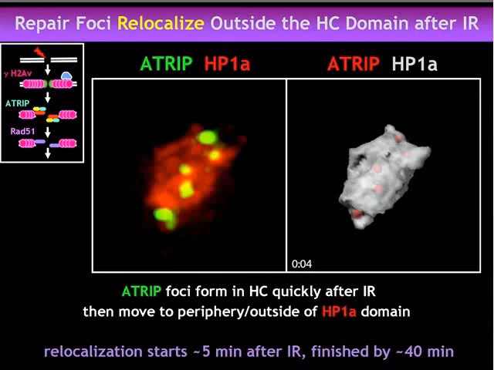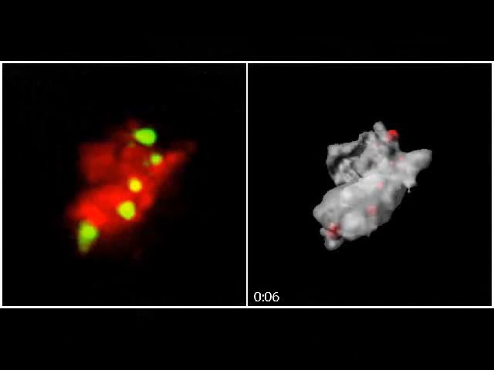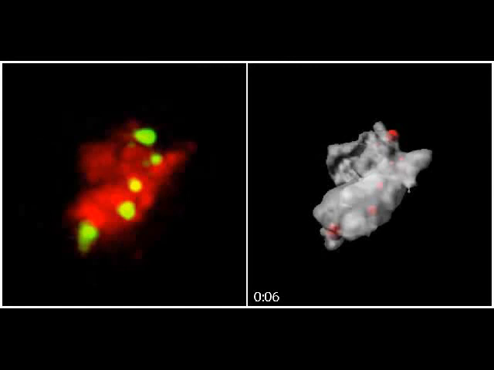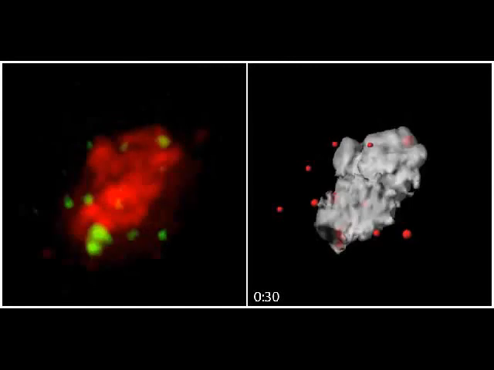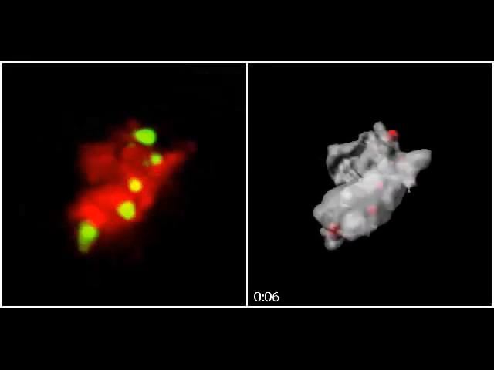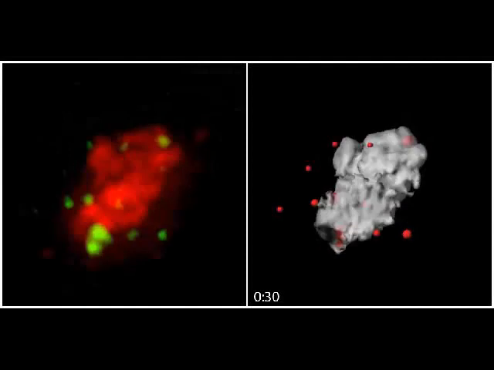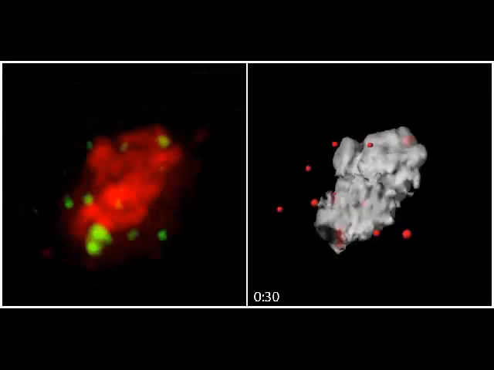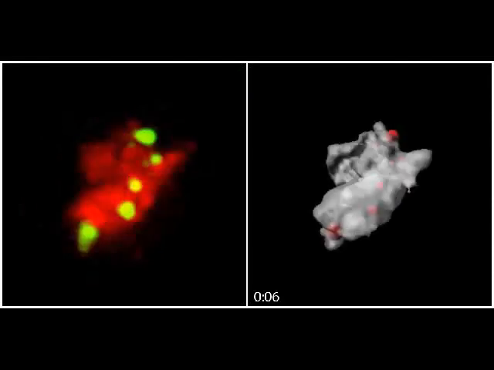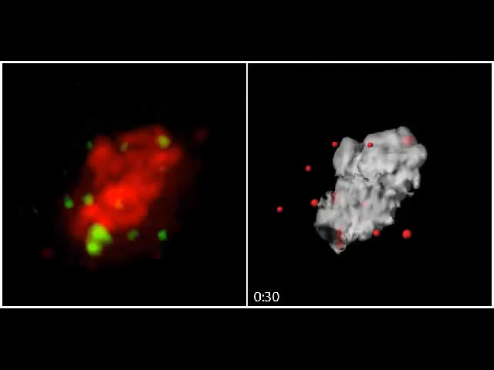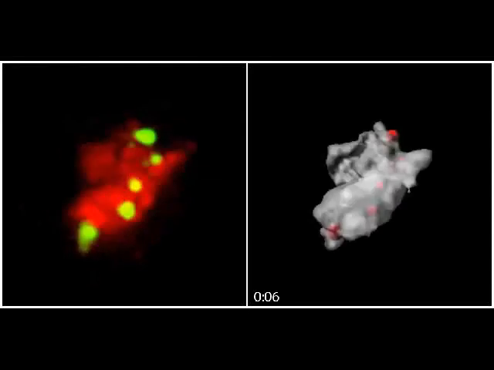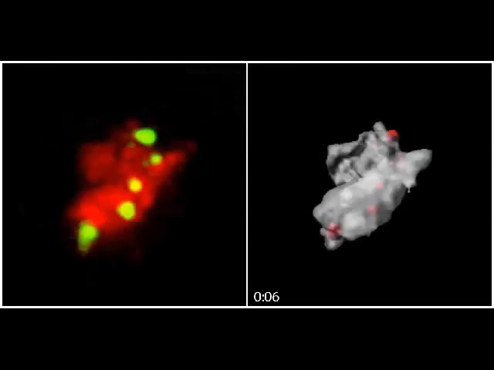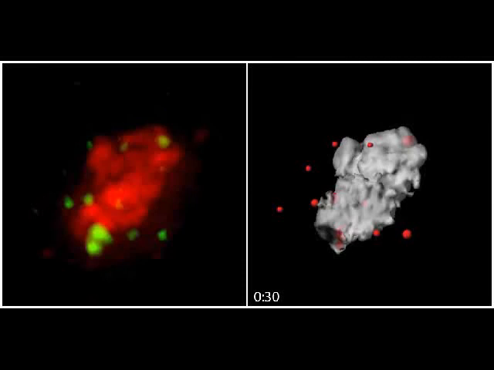If you can run this movie, what we're looking at is the green is A-trip, this protein that recognizes resected filaments in early homologous recombination event, and the red is HP1. And what you can see is that immediately after radiation, there are very bright A-trip spots within the domain of HP1, and then as time goes on, by about 20 to 40 minutes, they get chased outside the domain and are only present outside of the heterochromatin domain. And so the relocalization that we observe starts about 5 minutes after irradiation and is finished by about 40 or 50 minutes afterwards.